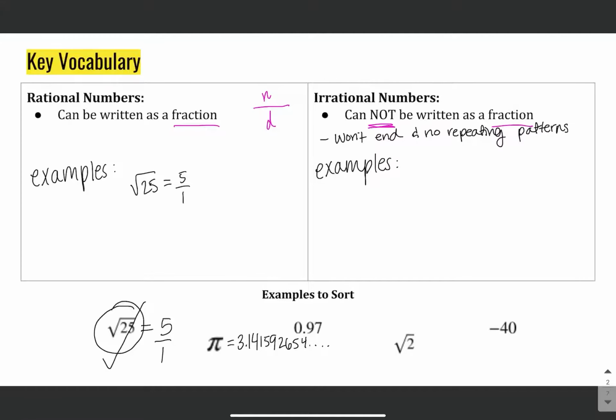And so for sure pi is irrational, because again, pi will never end and there's no actual patterns within the numbers. It's just going to keep going over and over again.